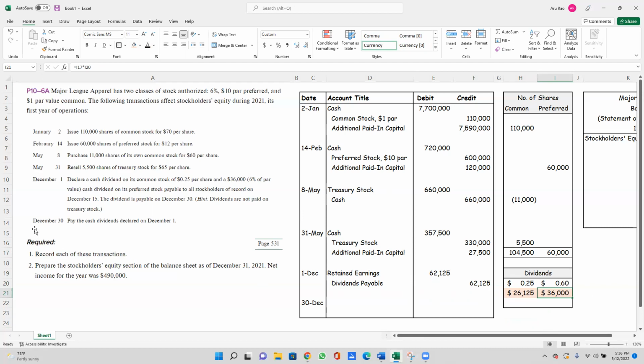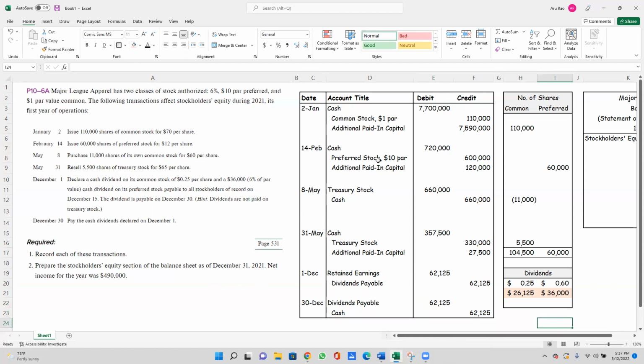On December 30th, I paid the dividends that I had declared on December 1st. So my journal entry, I'll take off the liability from my books, dividends payable debit, and I credit cash because I'm paying that cash. Again, that amount is already known. I know what I have to pay. It's 62,125.